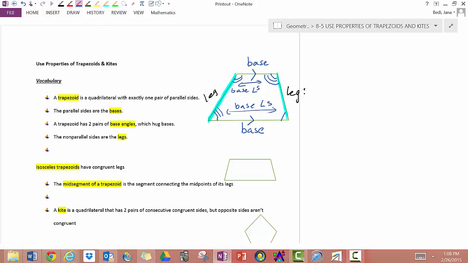An isosceles trapezoid also has exactly one pair of parallel sides, but its legs are congruent, so therefore it's called isosceles. And in an isosceles trapezoid, the base angles are congruent. It's also worthwhile noting that these two angles are consecutive angles, and therefore they add up to 180 because of the parallel lines.